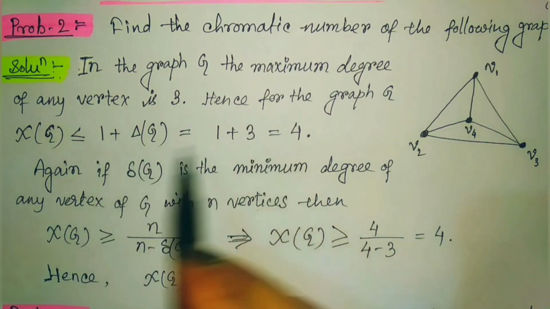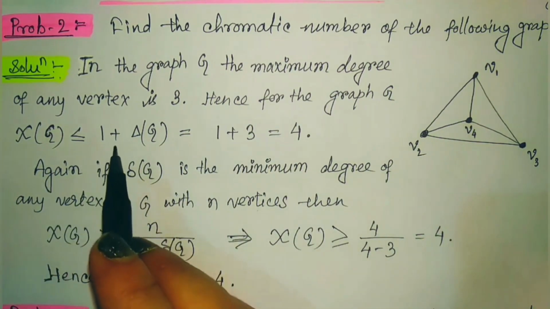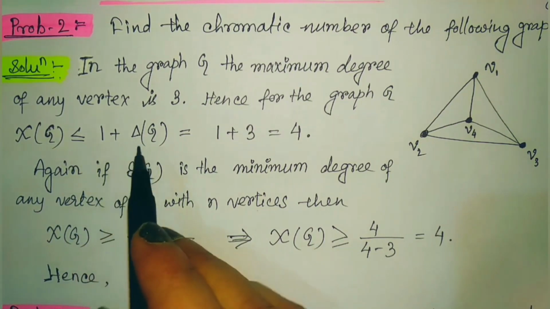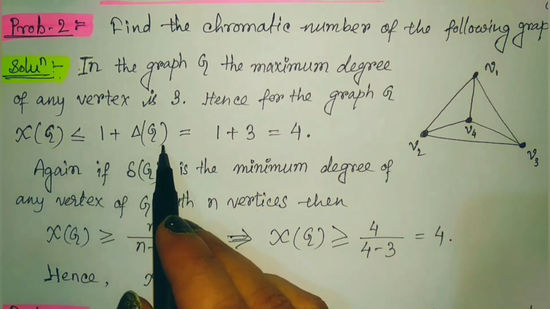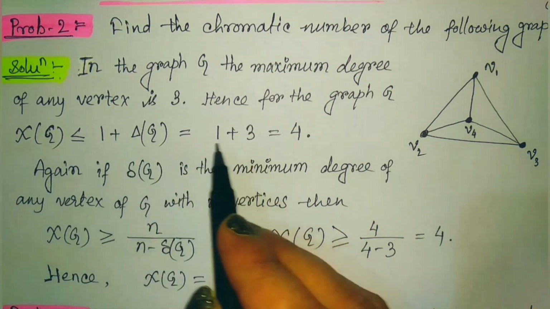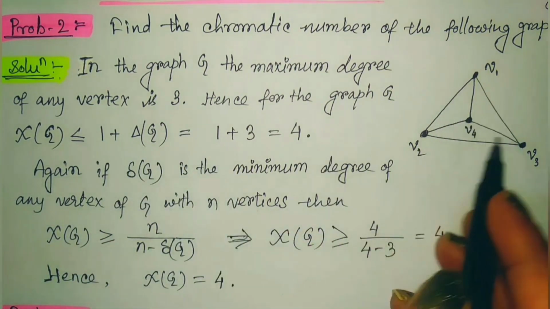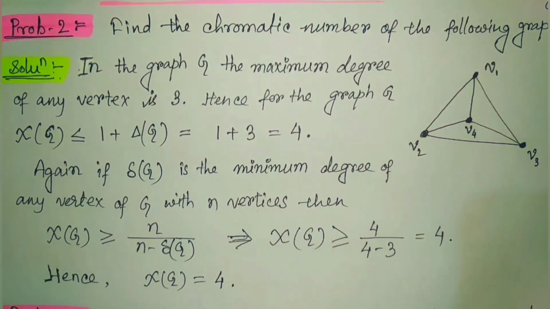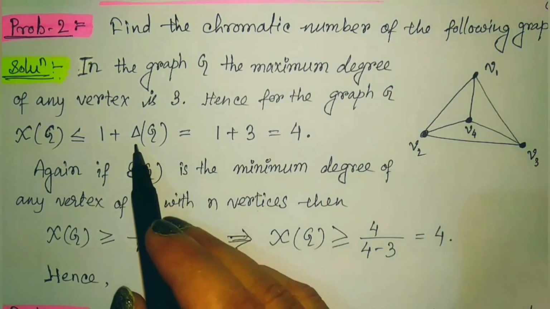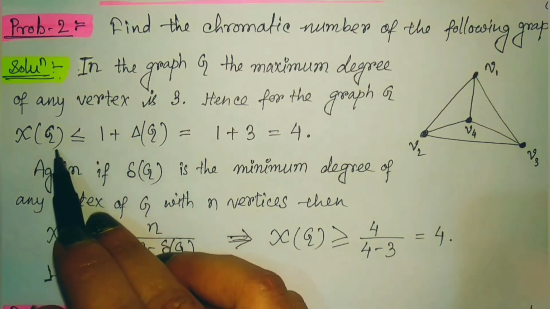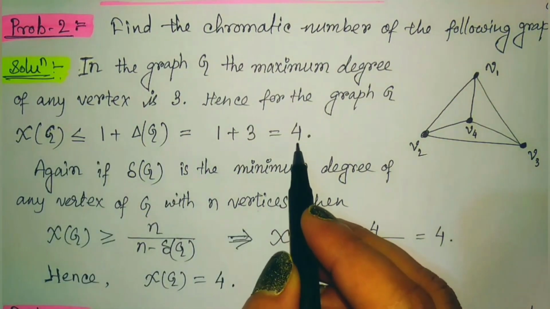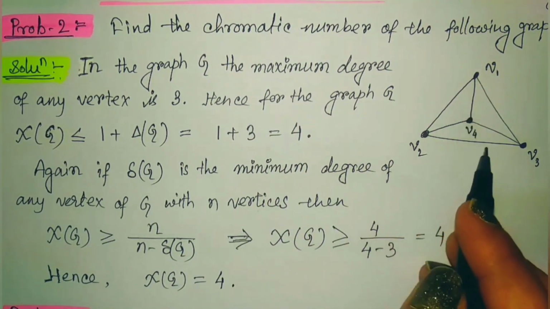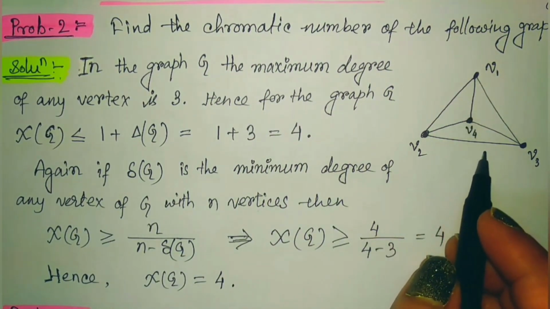So here, from the theorem, the chromatic number is always less than or equal to 1 plus the maximum degree of G. The maximum degree here for the vertices is 3. Any vertex you may consider, its degree is 3, and that is the maximum degree. That's why delta G is equal to 3. So the chromatic number is either 4 or less than that. Again, if we consider the minimum degree, it is also 3 here.